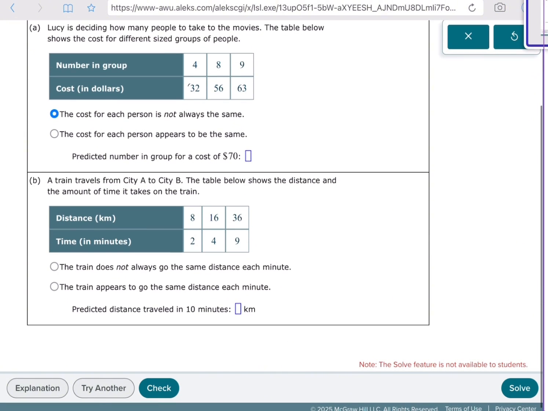And then for this one, 8 divided by 2 is 4. 16 divided by 4 is 4. And 36 divided by 9 is 4. So it appears to be the same. And so all I would do is multiply 10 times 4, and I would get 40 kilometers.